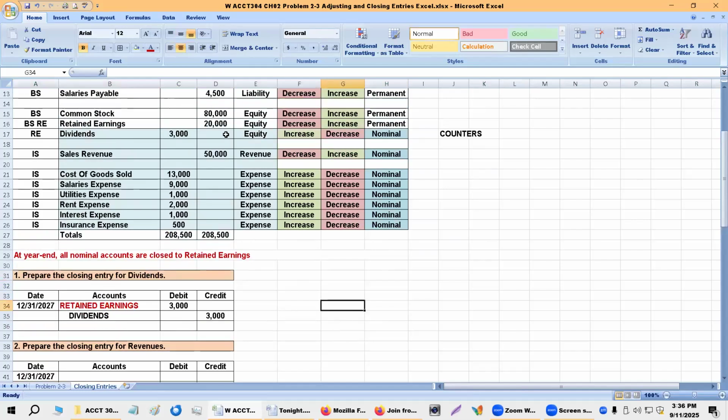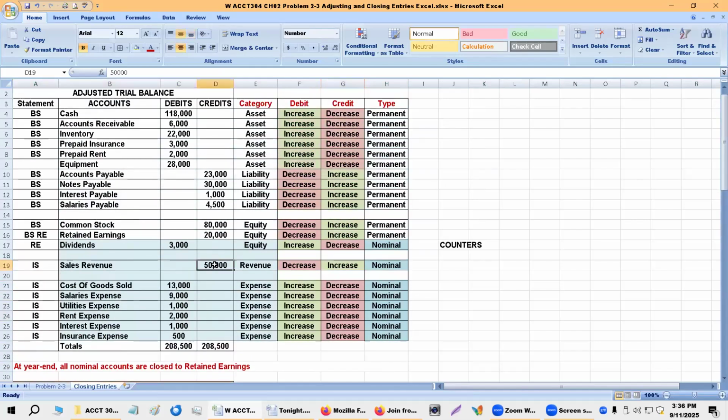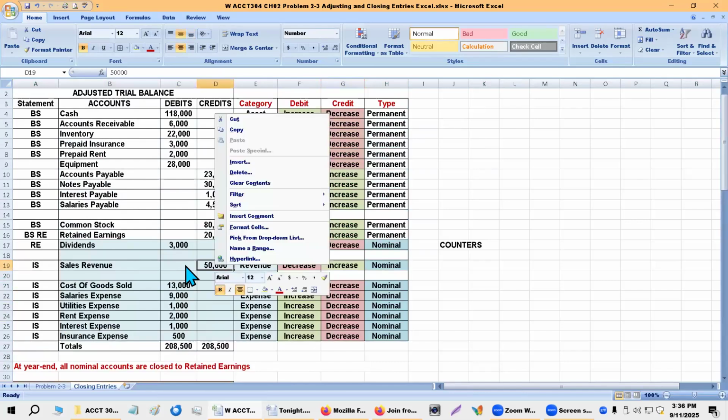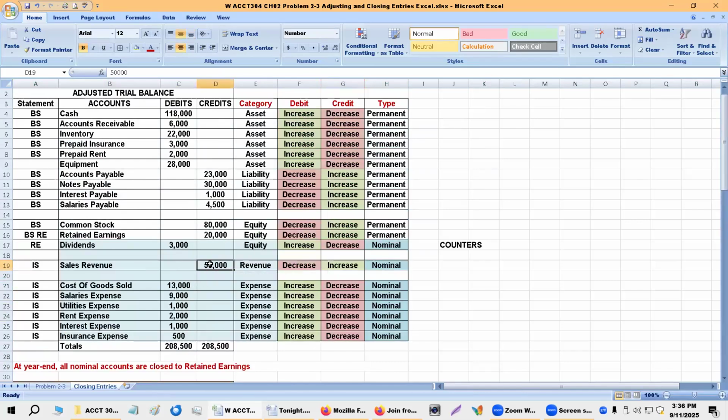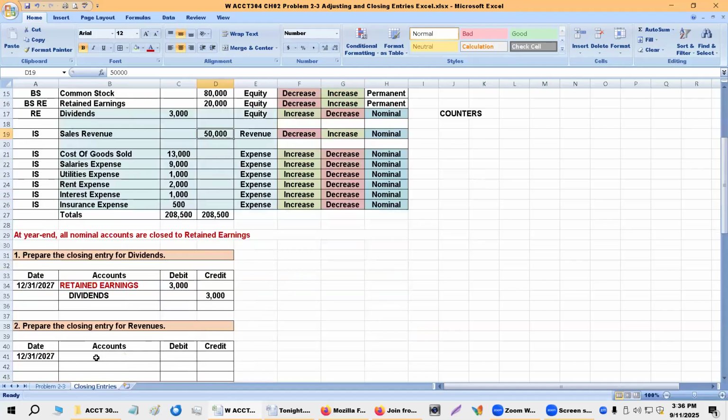Okay, revenues. Revenues have a credit balance. So if we want to make sales revenue zero, what do we have to do? Debit it 50,000. So sales. And again, it all goes to retained earnings. Did that a little bit.